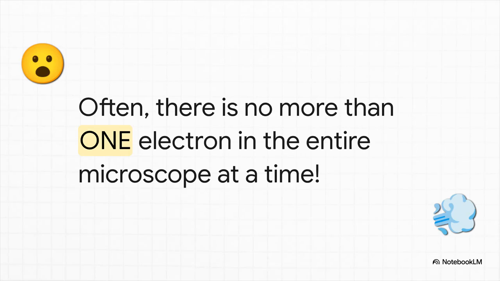Yep, you saw that right. For a huge portion of the time the microscope is running, there's only a single, solitary electron flying through the entire instrument. So, hold on. If they aren't interacting with each other, how in the world do they create those beautiful, complex patterns we see?